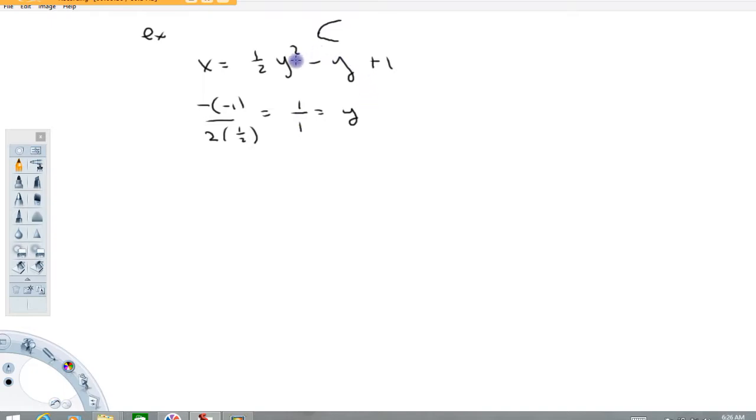We're then going to sub that in to get the x-coordinate. 1/2 times 1 squared minus 1 plus 1. All right, just running a 1 through this. So this is going to be 1/2 minus 1 plus 1 is 1/2. So the vertex of this parabola is at the point 1/2, 1. We can start to get our sketch here.